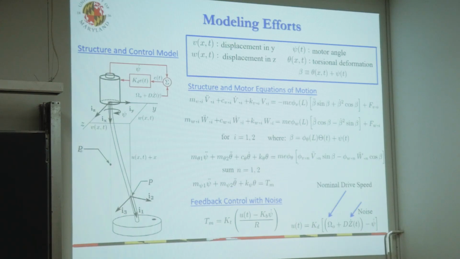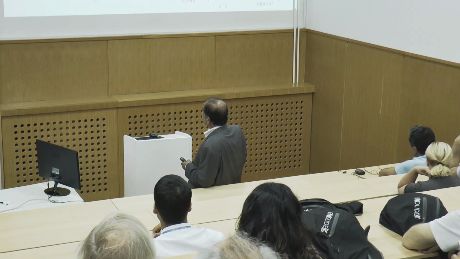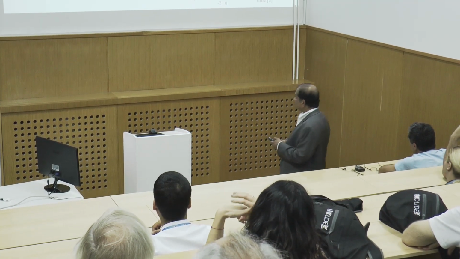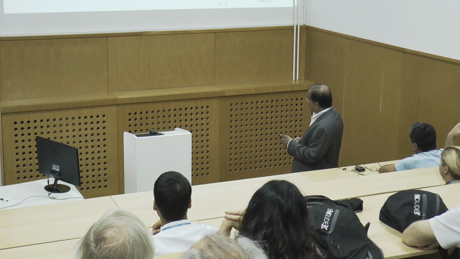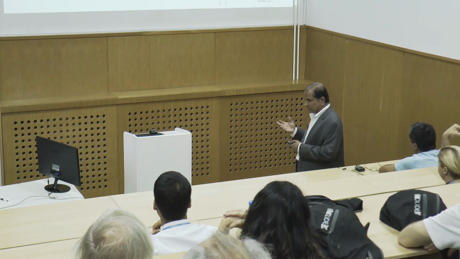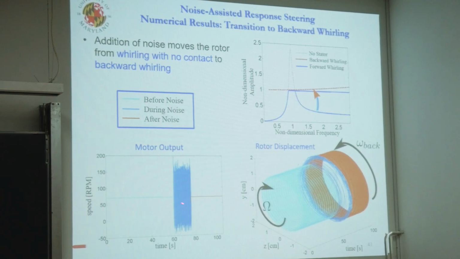So you could take this system of equations and do Euler-Maruyama simulations again with them. If you do that, you could show that I could use noise to move the response. If I were to start without noise, of course, these are simulations, so it's a lot cleaner. Without noise, and then there's a region where noise is included, and then you could kill the response. You can go from a forward whirling case to a backward whirling case. So it matches very well with what we saw in the experiments.